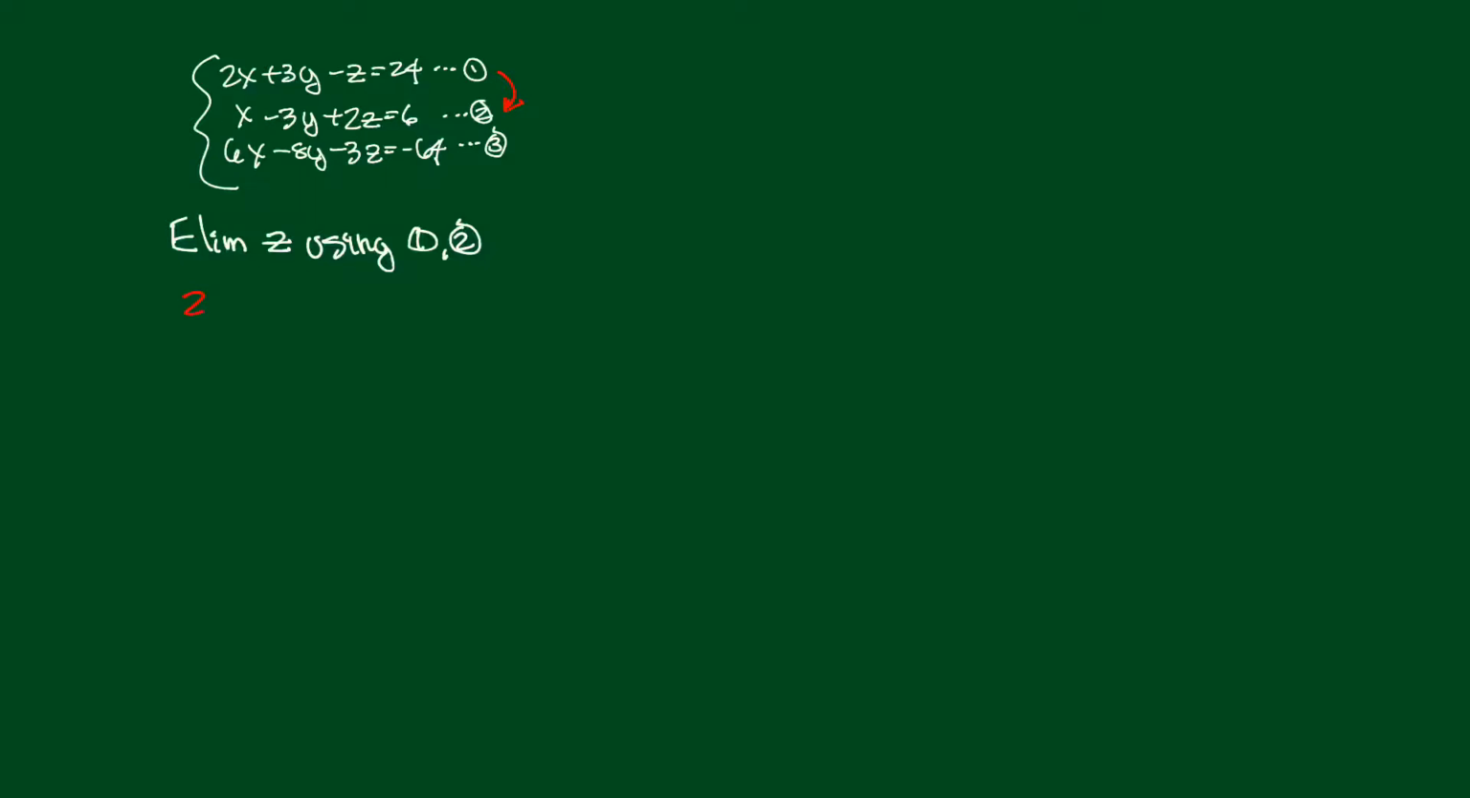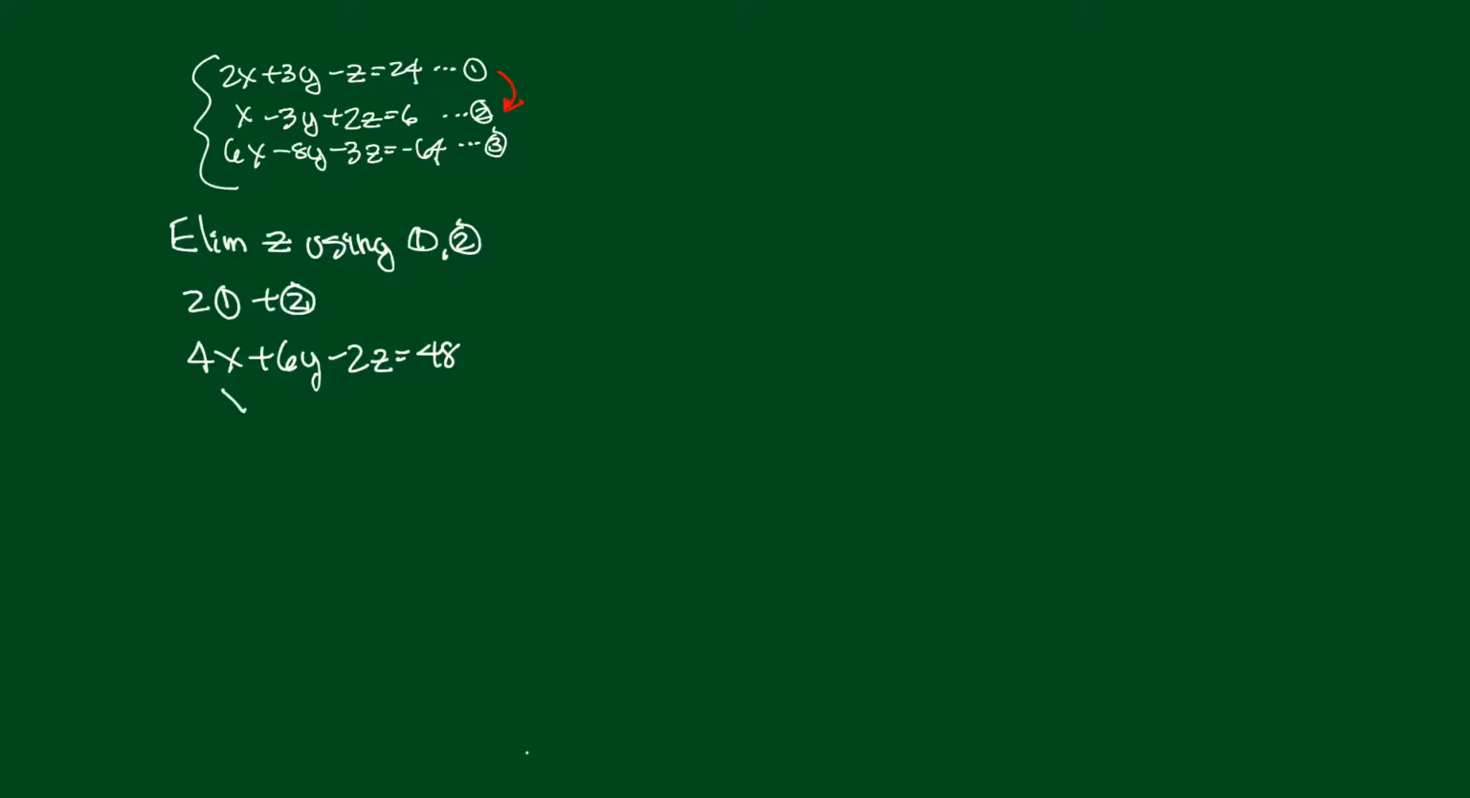Well, I'll get the same color here. 2 times equation 1 and then add it to equation 2. No multiplication necessary because it's already a 2. Looks like this. Multiply everything in equation 1 by 2. So 2, 2, 2, 2. All right, so we're going to get what? 4x plus 6y minus 2z equals 48.